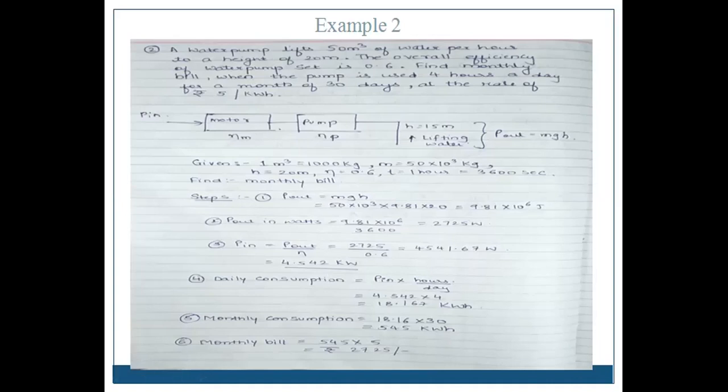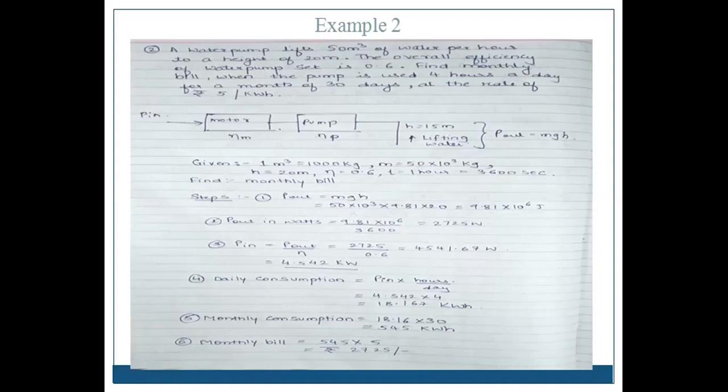I convert that to kilowatt because I want to calculate cost, which means I need kilowatt hour, so that watt I convert to kilowatt. So 4.541 kilowatt it will be. This is the consumption that I have got. So daily consumption, how will you calculate? P in into the number of hours in one day they are using.